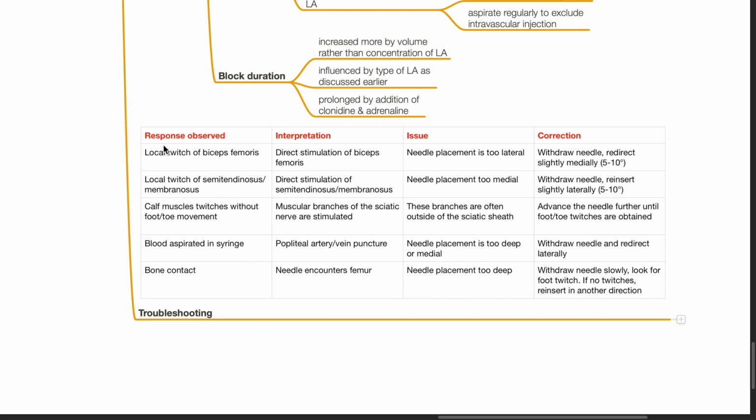Response observed: blood aspirated in the syringe. Interpretation: popliteal artery or vein puncture. Issue: needle placement is too deep or too medial. Correction: withdraw the needle and redirect laterally.